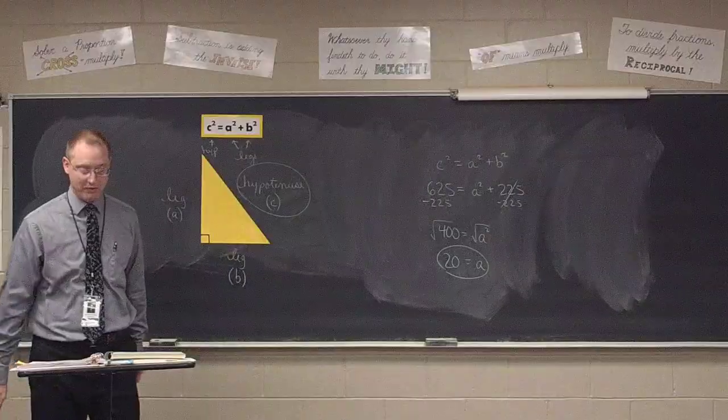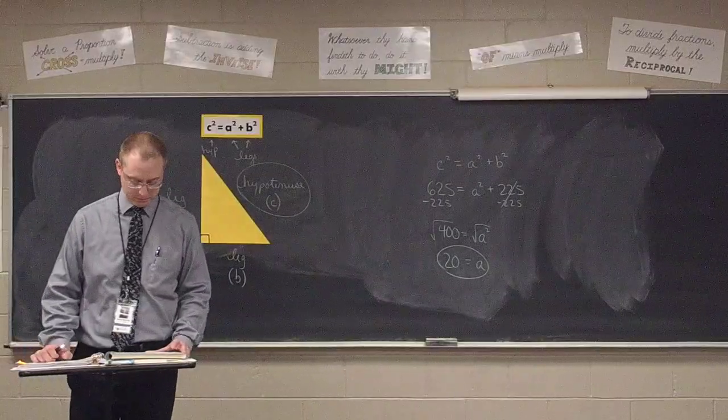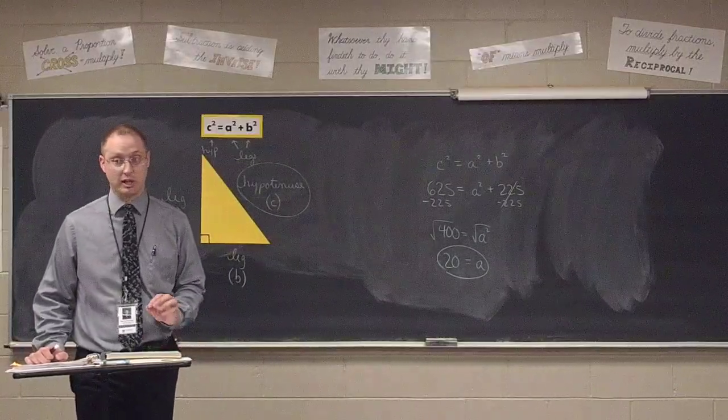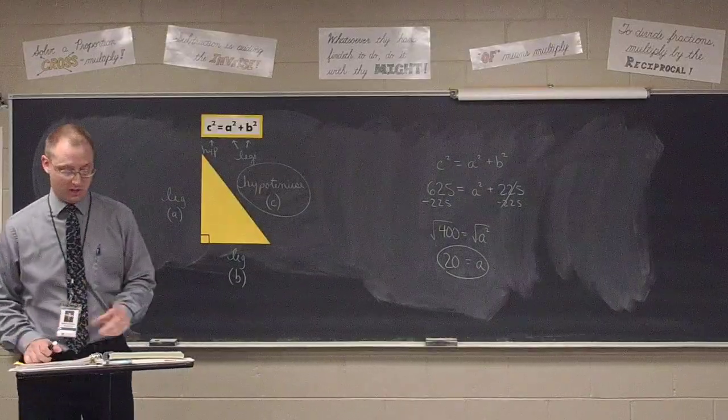All right, number 5. What are we finding? Leg or hypotenuse on 5? Hypotenuse. So that's which letter? C. You're finding C this time. Go to number 5.